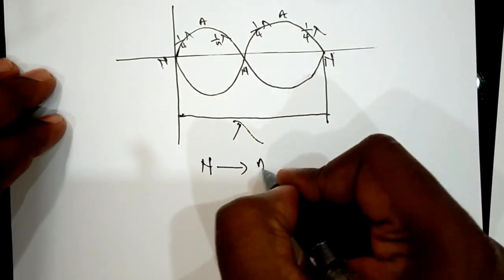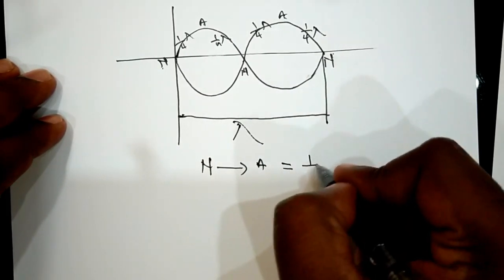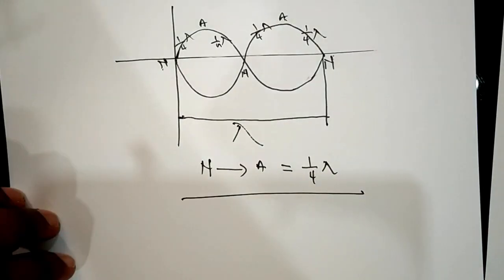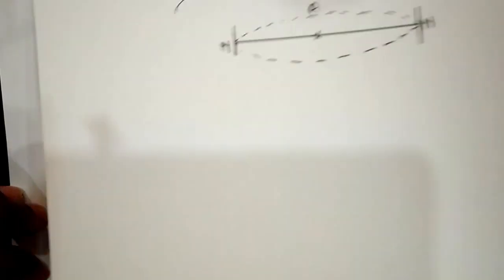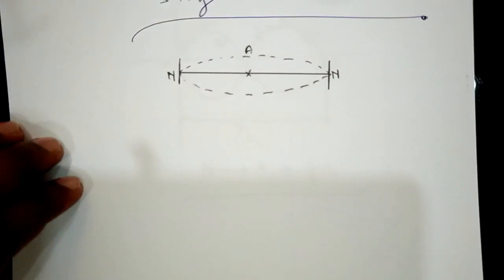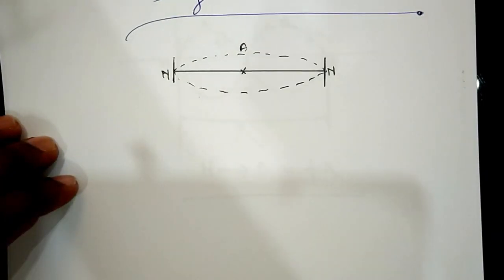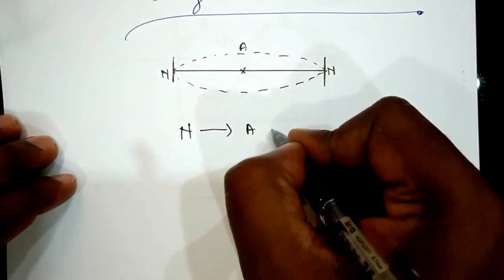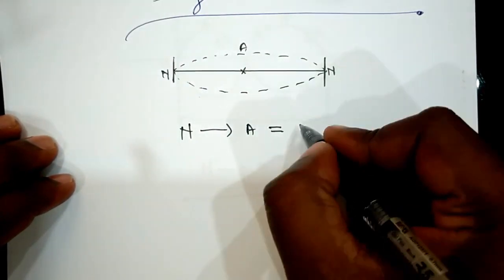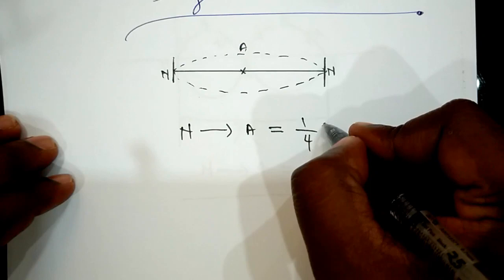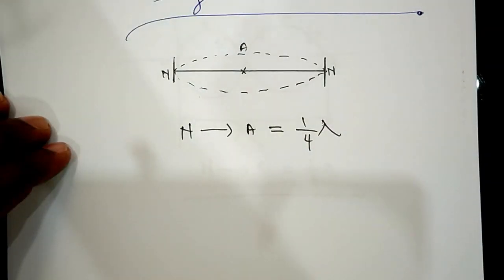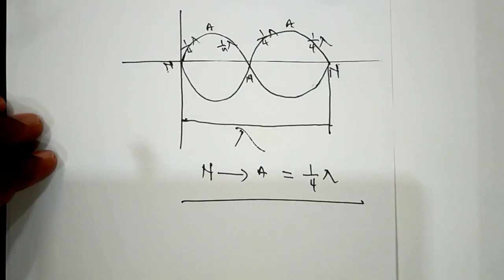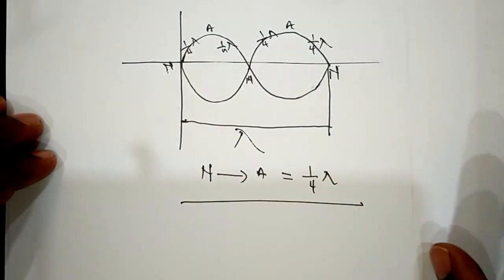So it means node to antinode is quarter wavelength. So for a string, from node to antinode, it gives you quarter wavelength. So it is similar for this formation of standing wave.